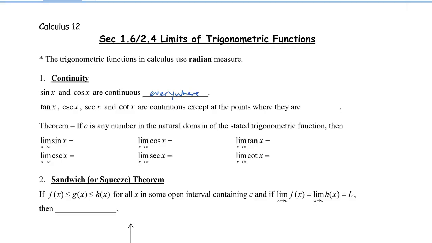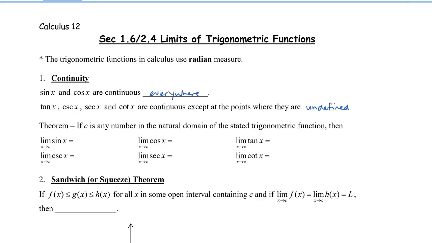Now, tan x, cosecant x, secant x, and cotangent x, we say they are continuous everywhere, except at the points where they are undefined. So that's where an asymptote will be occurring. The theorem says that if c is any number in the natural domain of the stated trigonometric function, natural domain meaning the normal domain where the trig functions will exist, then we have the limit of sine x, cos x, tan x, cosecant x, secant x, and cotangent x.